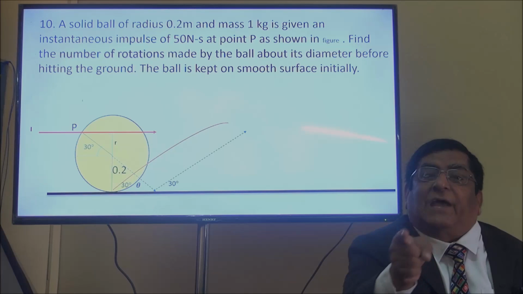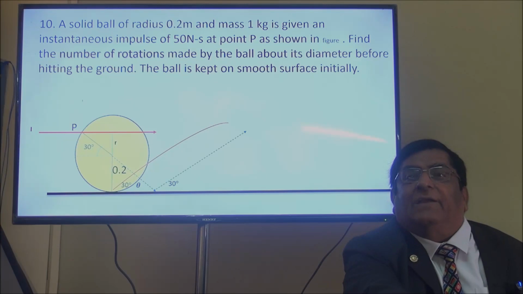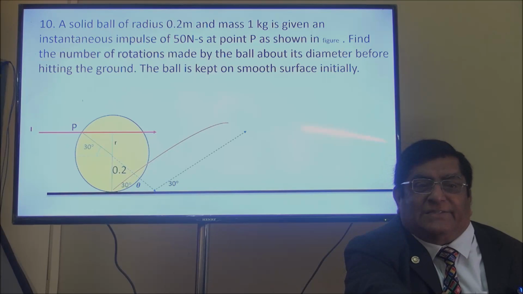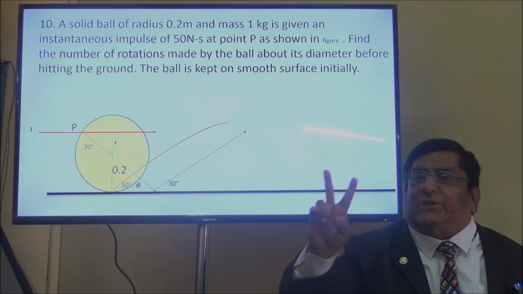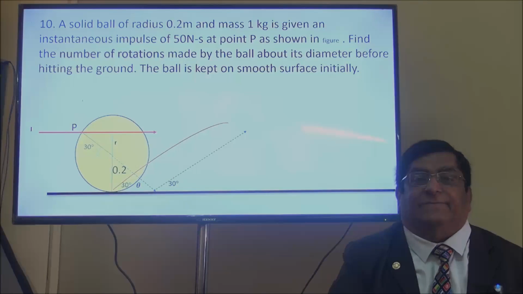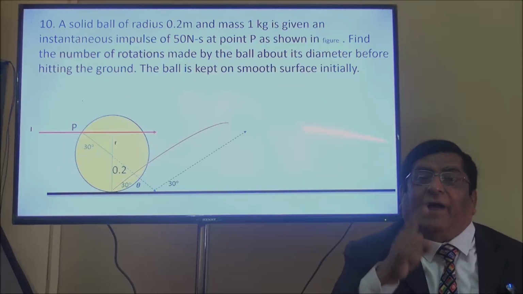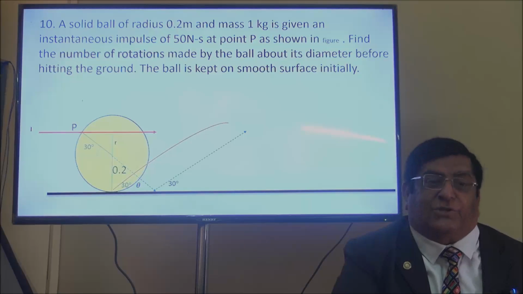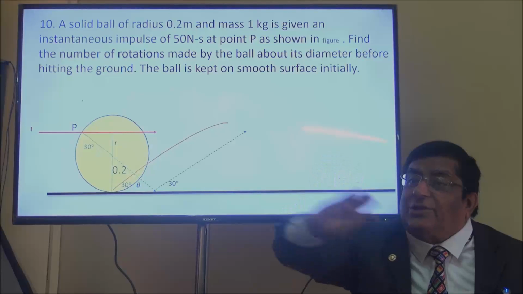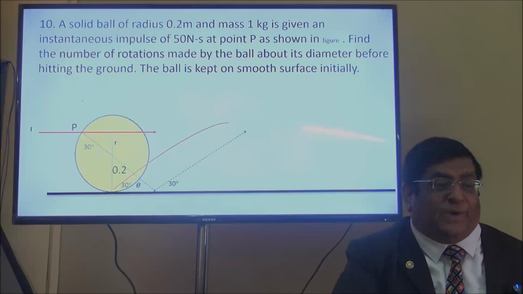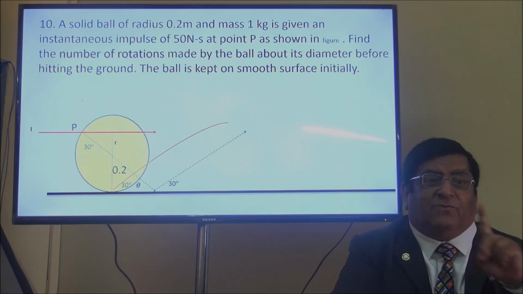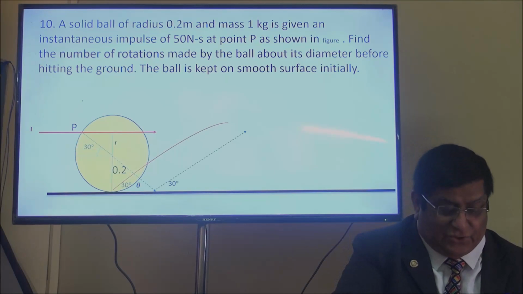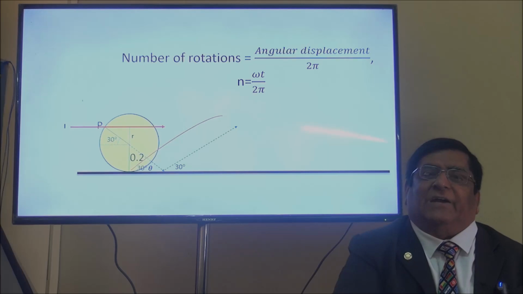So projectile motion is involved in it. In a very good competitive examination, whether it is AIIMS or JEE, IIT, or a difficult question of NEET, mostly two or three principles are involved together. So here you have to get the time through projectile motion, and then you will have to apply rotational motion with omega t upon 2 pi. So now our target is fixed. We need only two quantities: one is t, one is omega. Okay, let us start with this.